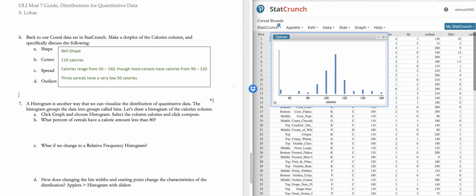And for outliers, 3 cereals have a very low 50 calories. I think those are really the only outliers I would identify here. 160 is certainly very high as well, although it's kind of continuing in the pattern of the data and tapering off there, so I wasn't going to list it here. If you thought that maybe this 160 calories was an outlier from this dot plot as well, I'm not going to fault you for that.